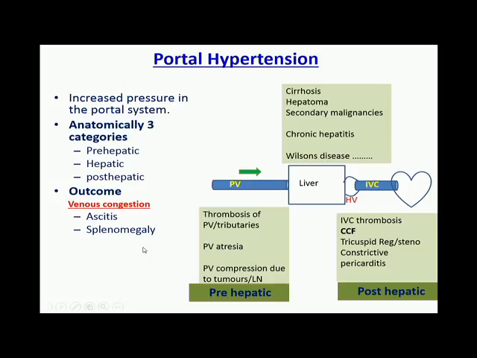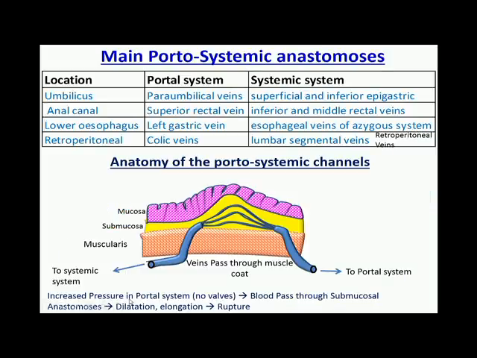Not only that, it opens up portocaval communications. So there are communications between the portal system and the systemic system. Usually most of these communications are closed. Not much blood passes through those. But when there's obstruction, they open up. So there are two things. It can cause venous congestion leading to ascites and organomegalies, and then it opens up portocaval communication, giving rise to conditions like varices, hemorrhoids, and caput medusae. Right? So I'll go through this now.